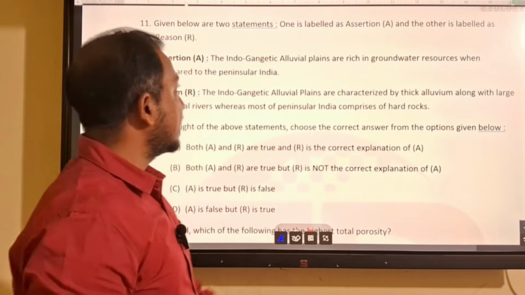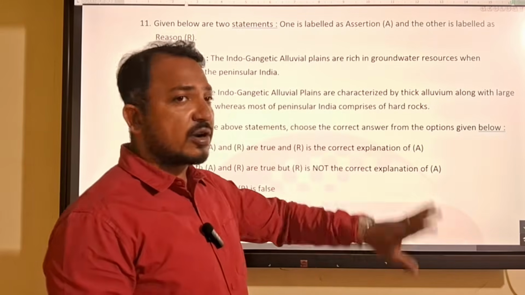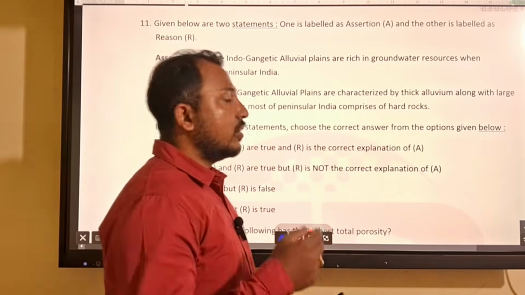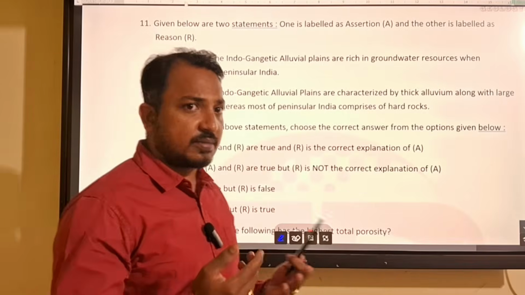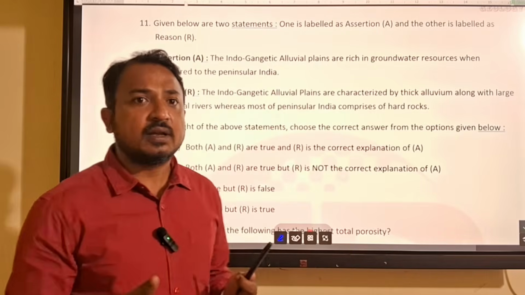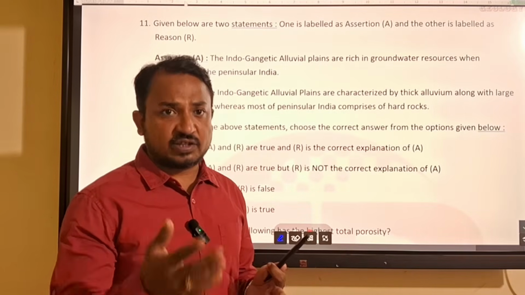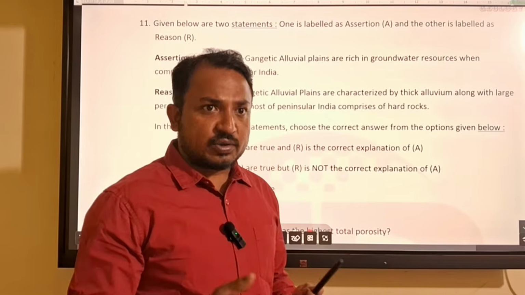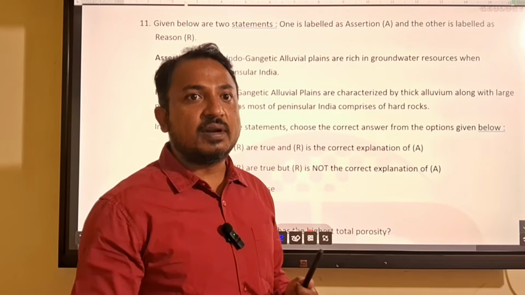So next question, we have assertion and reason. The Indo-Gangetic alluvial plains are rich in groundwater resources when compared to Peninsular India. Peninsular India is considered a craton. Mostly they consist of crystalline rock like igneous and metamorphic rock, which is non-permeable or non-porous. Only if they are fractured or have jointed structure can they recharge the groundwater. So that's why groundwater availability is less in that region.